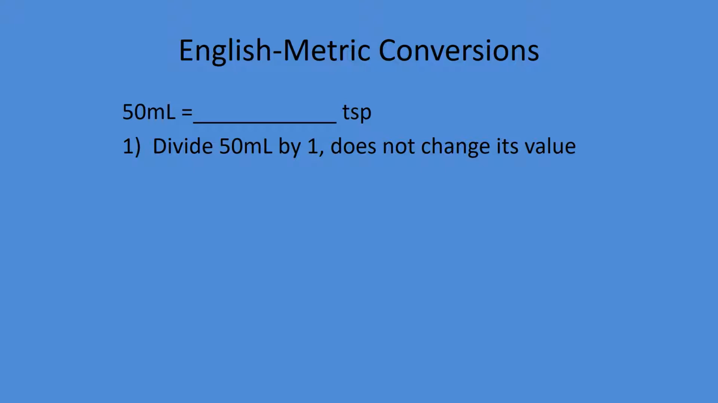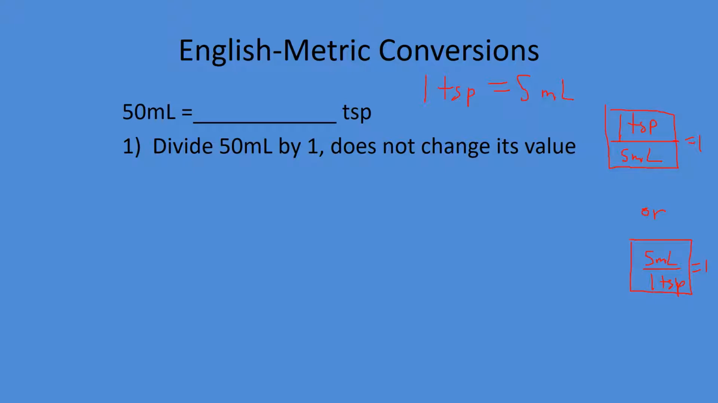The mLs equals how many teaspoons? So the first thing you need to know are the conversion factors. I know that for every teaspoon, there are approximately 5 mLs. So that means I have 2 ways of expressing my value of 1. I can do 1 teaspoon over 5 mLs, or I can do 5 mLs over 1 teaspoon. And both of these will also equal 1. So I'm going to multiply by either this factor of 1 or this factor of 1.